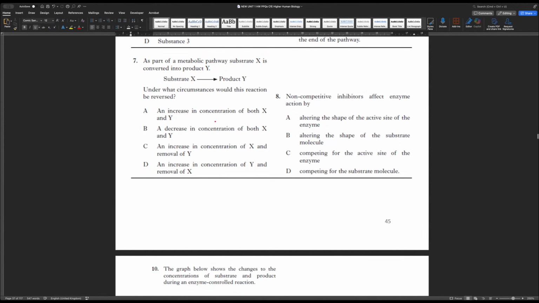Okay. Number 7 here, as part of a metabolic pathway, substrate X is converted to product Y. Under what circumstances would this be reversed? Okay, so if there was an increase in both X and Y, if there was a decrease in the concentration of both X and Y, if there was an increase in the concentration of X and the removal of Y, and if there's an increase in the concentration of Y and the removal of X.